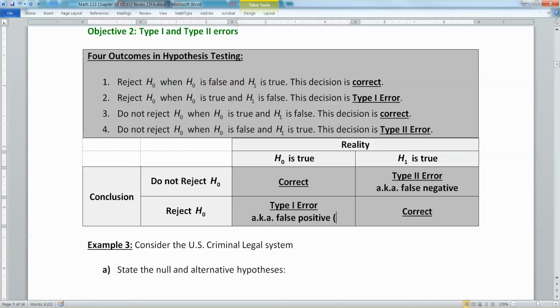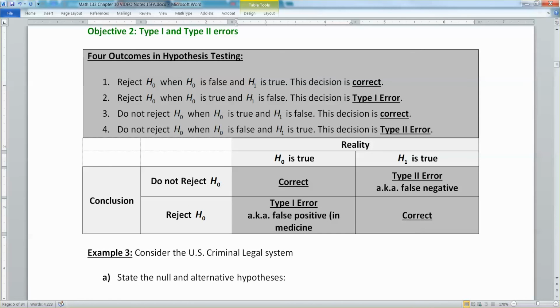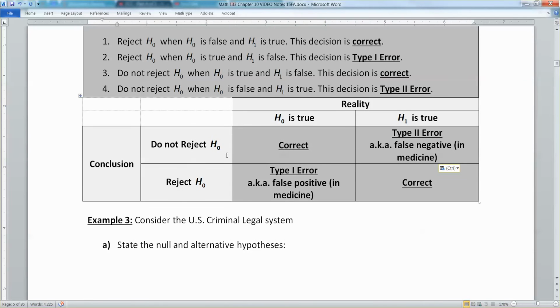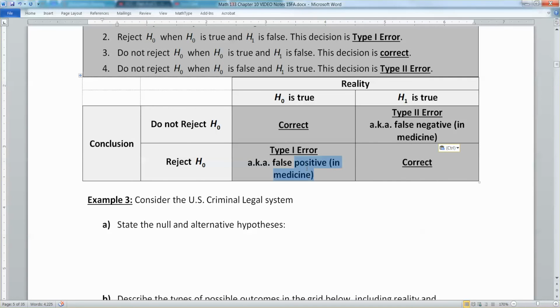These are called false positives in medicine, I should say. They're not false positives, false negatives all the time. It sort of depends on your hypotheses, what you've set up to be your null and alternative hypotheses. But in medicine, we often, not always, but often call them false positives and false negatives.